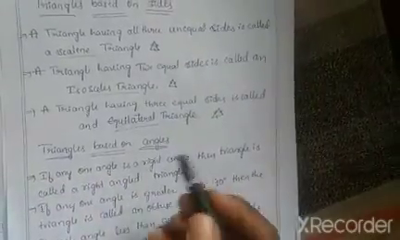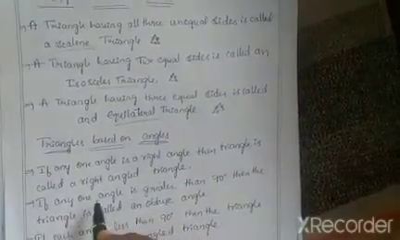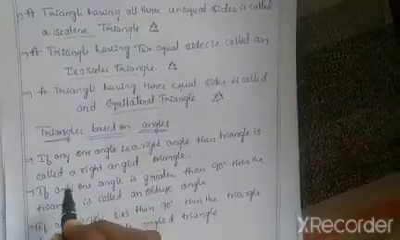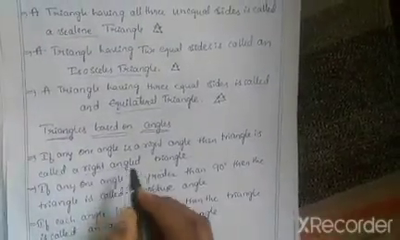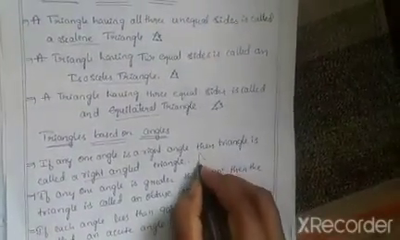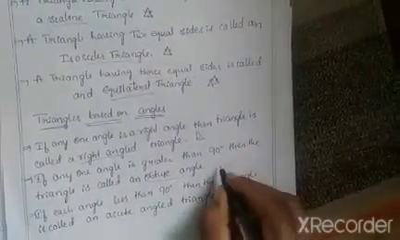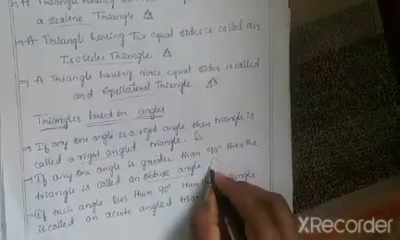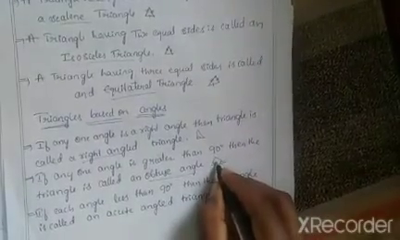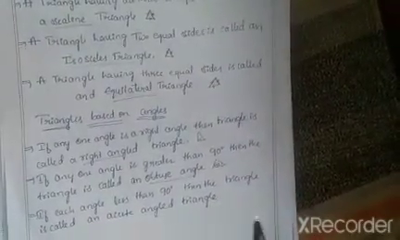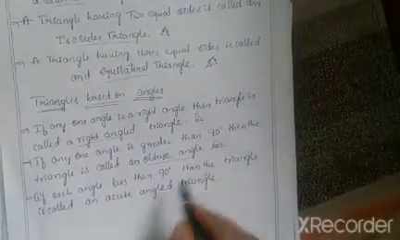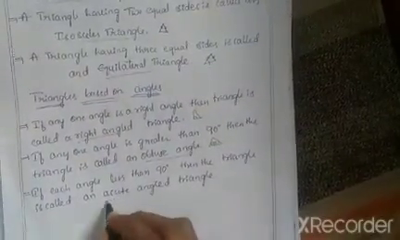Triangles based on angles. On the basis of angles, we can also divide them into three types. First one is right angled triangle: one of the angles is 90 degrees. Second one is obtuse angled triangle: one of the angles is greater than 90 degrees. Last is acute angled triangle.